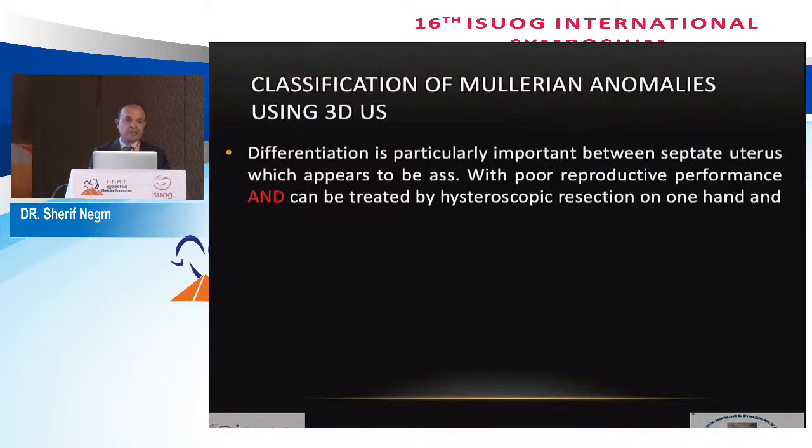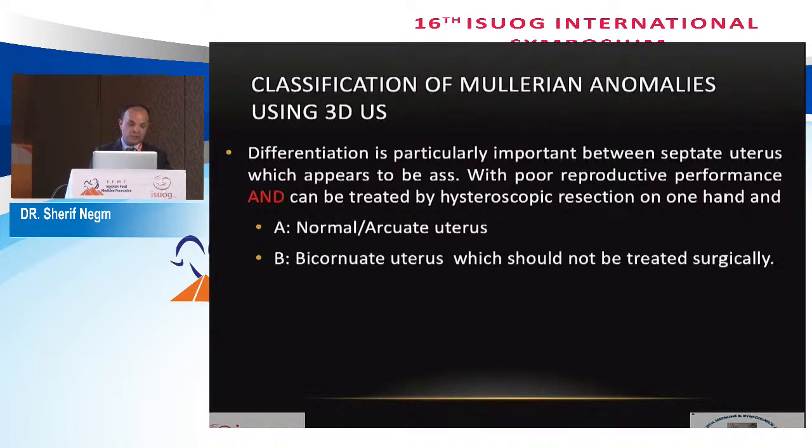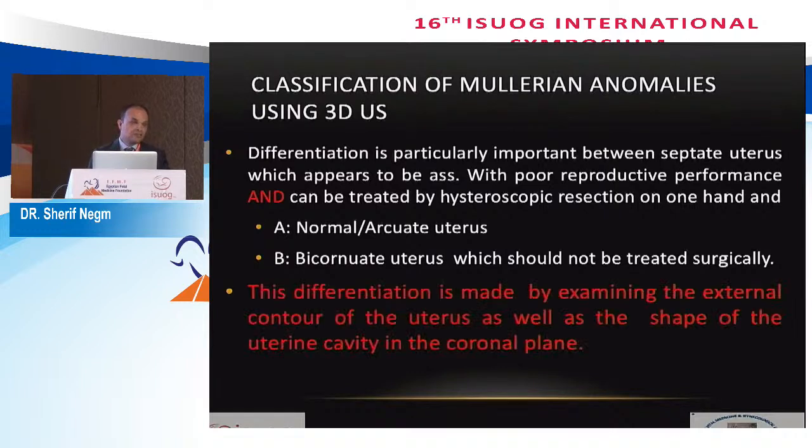differentiation between the subseptate and the septate uterus, which have a very poor reproductive performance, as we have seen in the first slide, and other anomalies that were previously known as anomalies, such as the arcuate uterus, that we now know do not cause any reproductive problems, and more severe anomalies such as the bicornuate uterus, which we all now know should not be managed surgically. This differentiation is made by examining the coronal view of the uterus, looking at the external contour as well as the shape of the cavity.